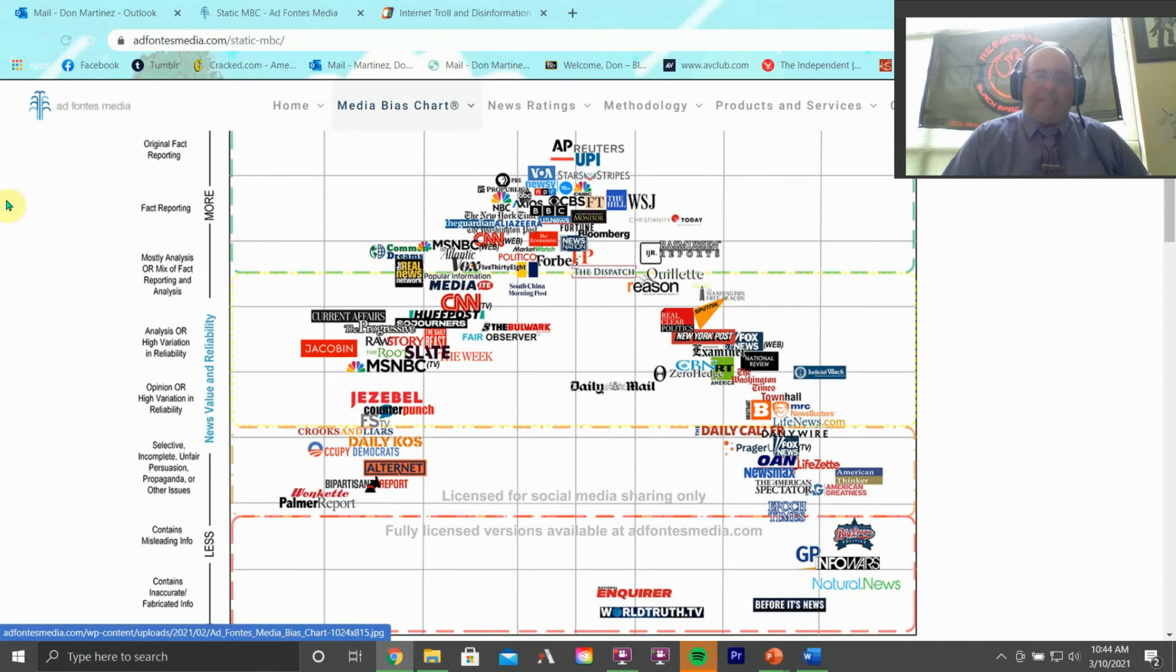Now if you look at the x-axis, the vertical, that is news value and reliability. Okay? So this is how they define it. Starting at the top there, being perfect. The original fact reporting is going to be at the very top grid. Down here would be fact reporting. Mostly analysis, or a mix of fact reporting and analysis. Analysis or high variation reliability. And we're starting to get into some questionable stuff. Opinion or high variation reliability.